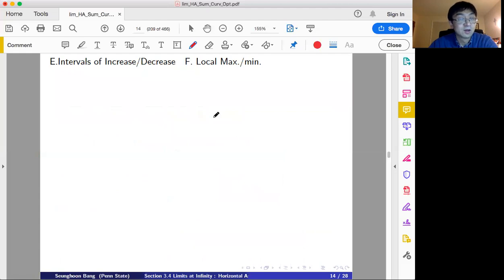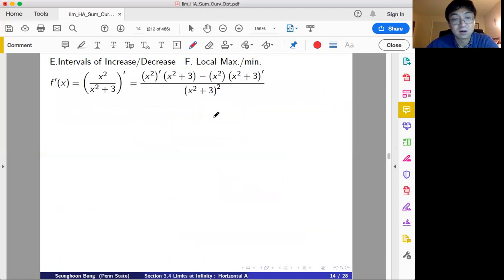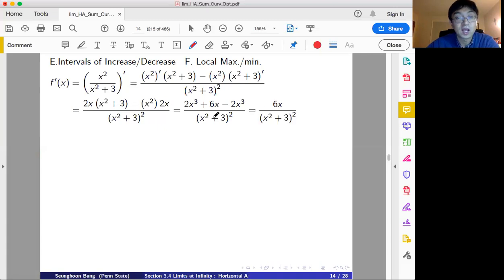The next step is to find intervals of increase and decrease and local maximum. So f prime of x. F prime of x is the derivative of x squared over x squared plus 3. I won't calculate it out in full. The calculation is not difficult. Just use the quotient rule. Simplify. We have 6x over x squared plus 3 squared. This is f prime of x.